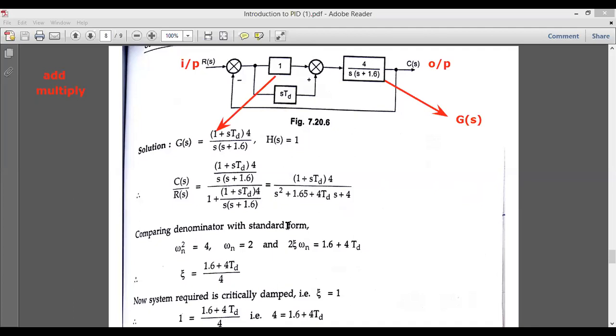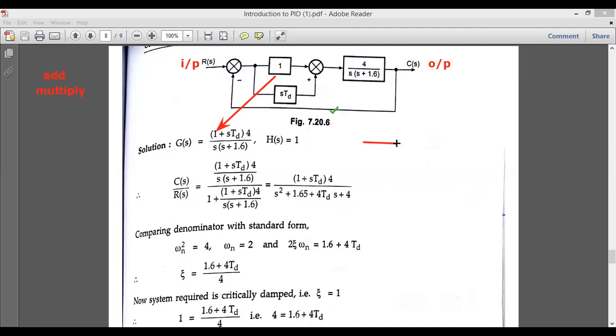Because if you look at this particular tick mark, where there is a feedback from C(s) to this summing point, but we don't have any block, therefore it is equal to 1. So this block is represented simply by H(s), which is equal to 1. We take it as 1. This is how we take the values and represent them numerically. Now your new block diagram will be something like this.